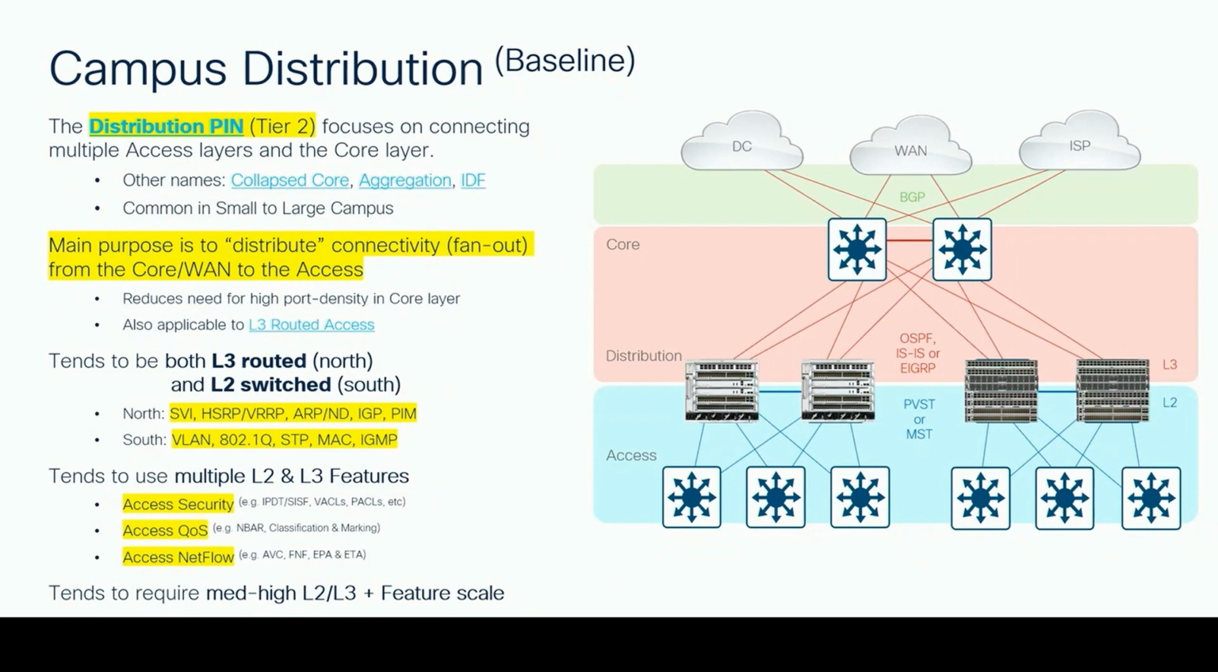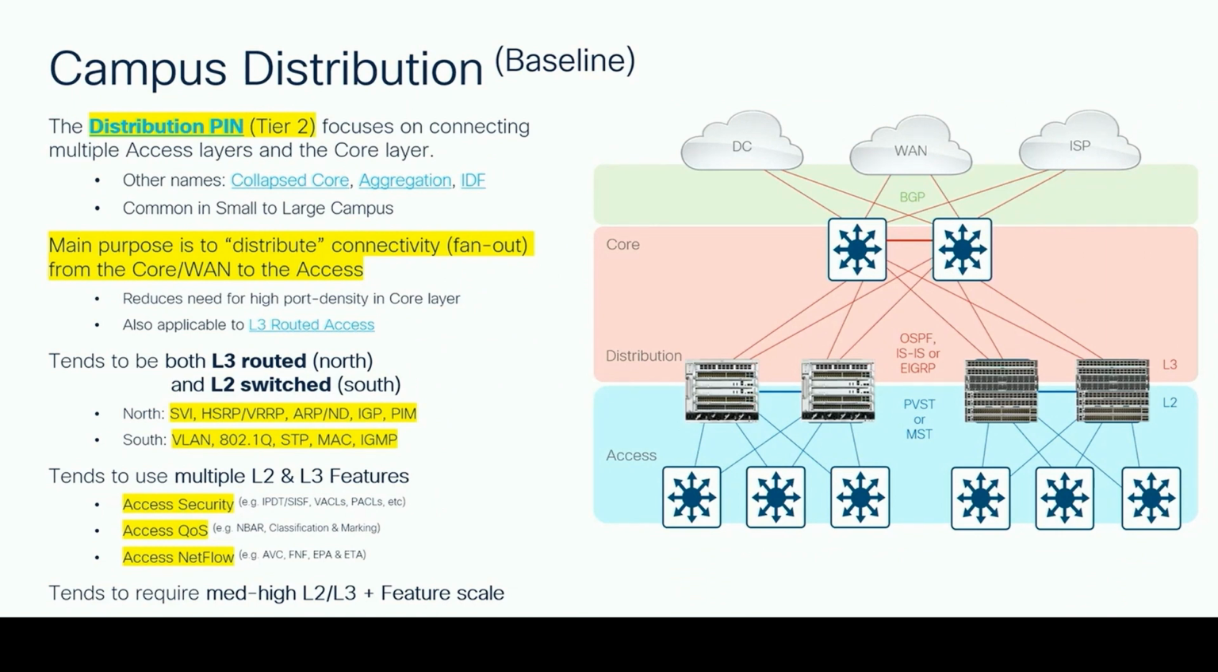Another thing I should have said is about slides. Again, I'm trying not to read the slide to you. I do give alternate names for this, and you'll notice I put collapse core as an alternate name for it. It's really a distribution layer. Okay, you call it whatever you want to call it. It's going to be a distribution that happens to have some core routing function on it. Okay. The important thing here is that he is also doing L2 switching on the downlink, right?